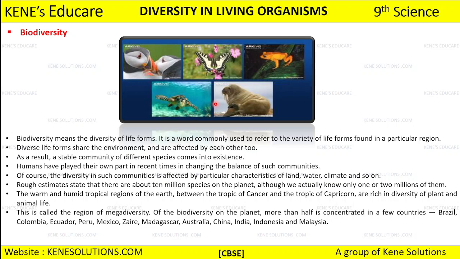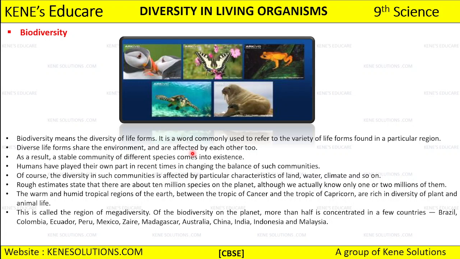Some animals are living inside the water. Some are living on the land. Some are flying in the sky, right? So we know that all the living organisms vary with respect to each other in some aspect or the other. So biodiversity means what? The diversity that exists in life forms. In common words, we can say the variety of life forms existing in a particular region, that is biodiversity.